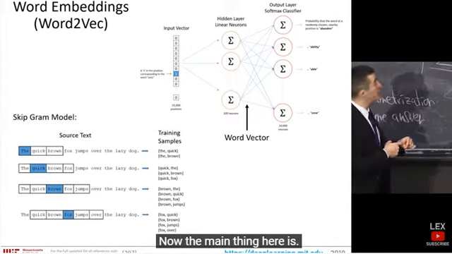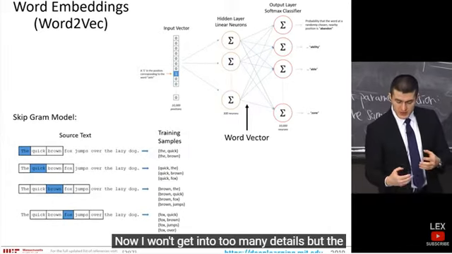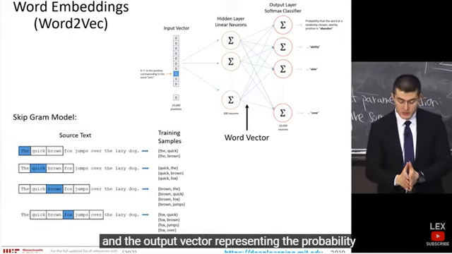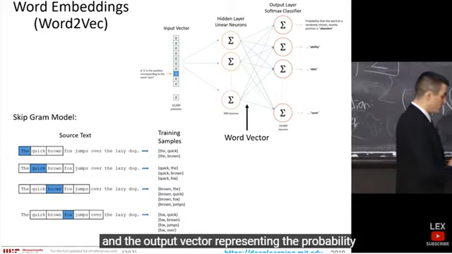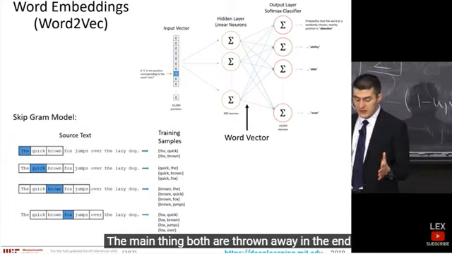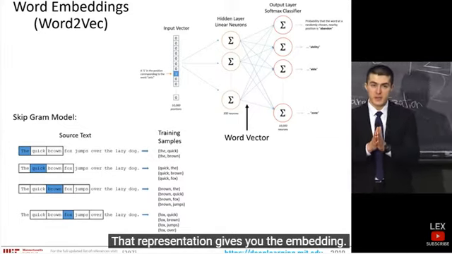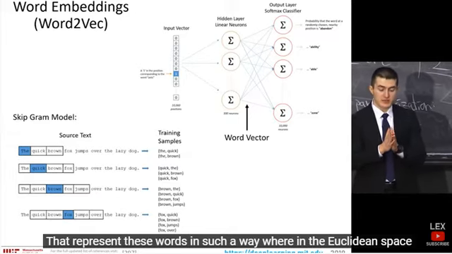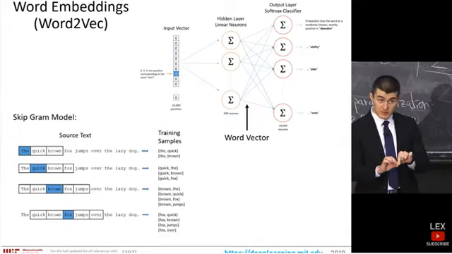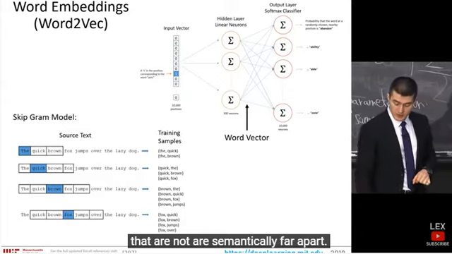Now, I won't get into too many details, but the main thing here, with the input vector representing the words and the output vector representing the probability that those words are connected to each other, is that both are thrown away in the end. The main thing is the middle, the hidden layer. That representation gives you the embedding that represents these words in such a way that in the Euclidean space, the ones that are close together are semantically together, and the ones that are not are semantically far apart.